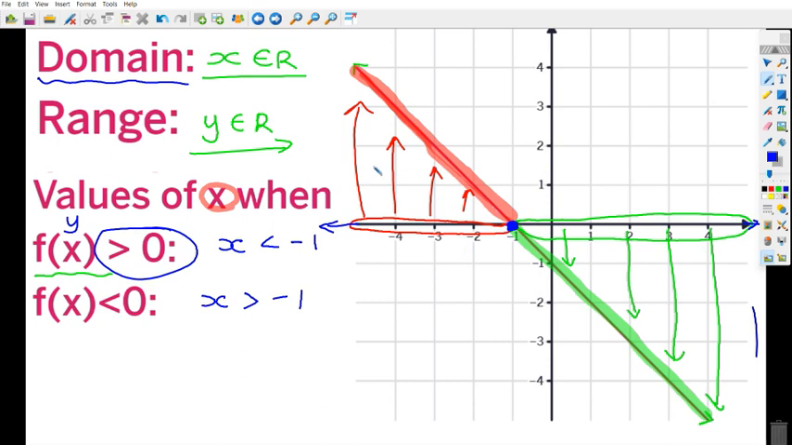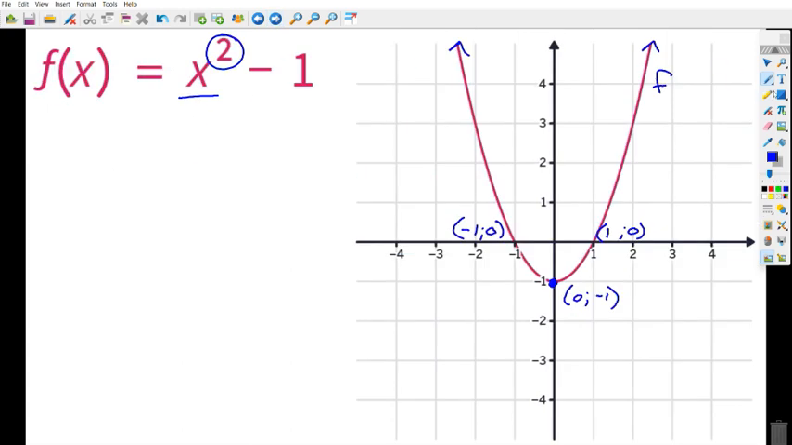I hope that's clear now. I know you guys really struggle with this, but I hope that's getting clearer. Okay, so moving on. Now I'm looking at a parabola. How do I know it's a parabola? Because of my x squared there. And I know it's a positive parabola because that's a positive 1 in front. And there's my, not my asymptote, sorry, my turning point.